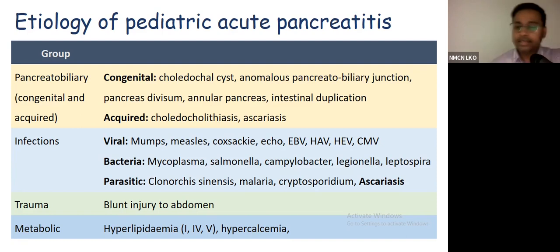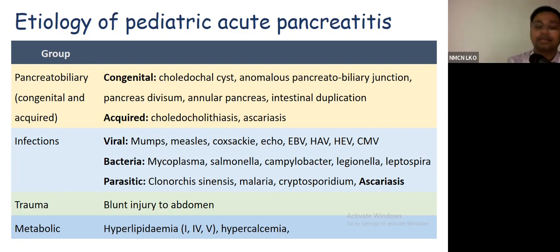And parasitic ascariasis is notorious for causing this pancreatitis. Cryptosporidium, especially in patients who are immunocompromised. Then traumatic pancreatitis, which can be observed or can be unobserved. They are one of the commonest causes of acute pancreatitis in children.